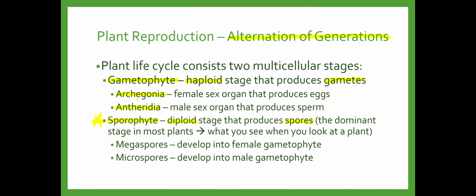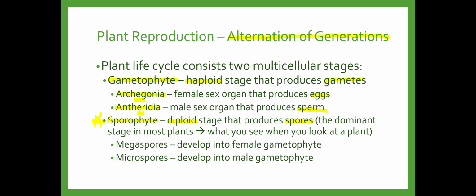So the archegonia, I want you to notice these letters here. Archegonia. This is going to be the female gametophyte that produces the eggs. And then the antheridia, notice it has the ER, that's going to be the male that produces the sperm, which also has that ER. So the archegonia is the female gametophyte, and the antheridia is the male gametophyte.